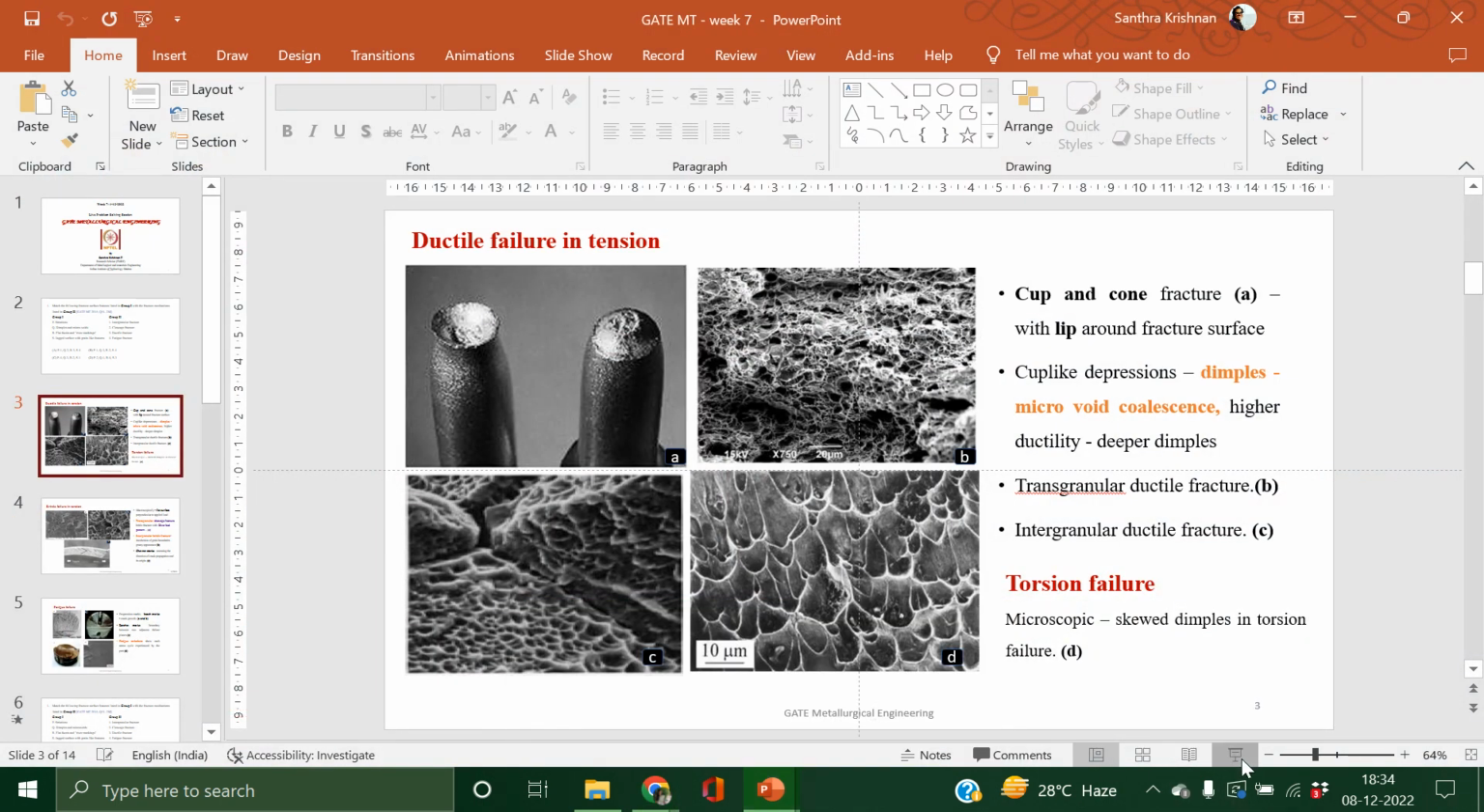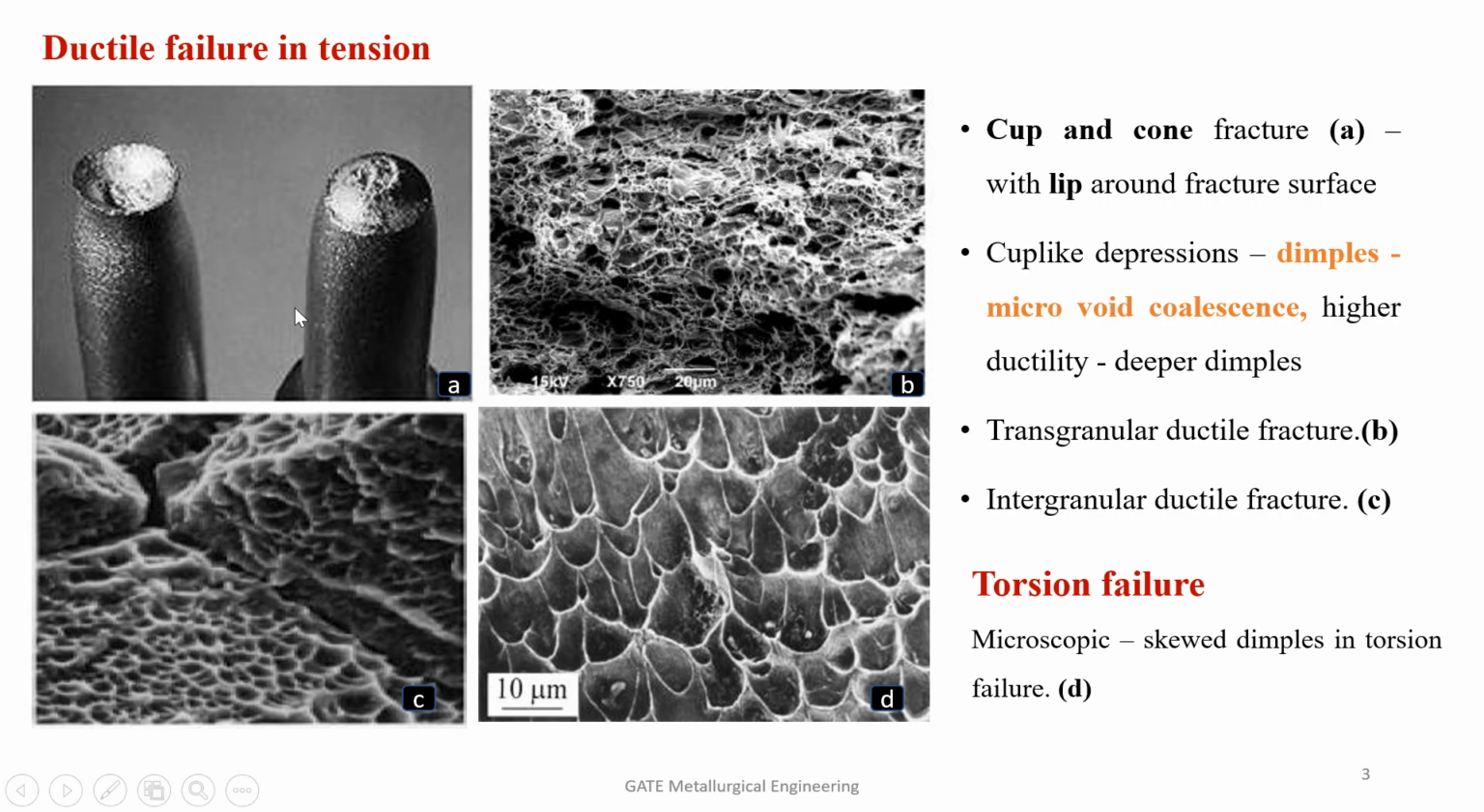Okay. So suppose we are comparing a material like copper with steel, what will be happening? It has a greater ductility, and because of this greater ductility, we will have deeper dimples. In a similar manner, dimples can also be seen in torsion failure. In torsion failure, instead of seeing these circular dimples, a pattern of skewed dimples can be formed. So that is the case of ductile fracture in tension.